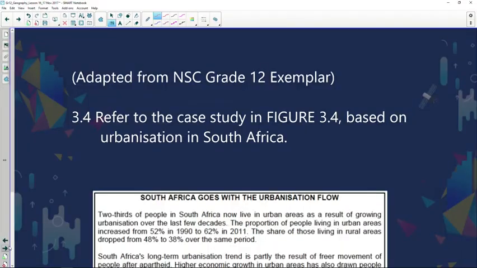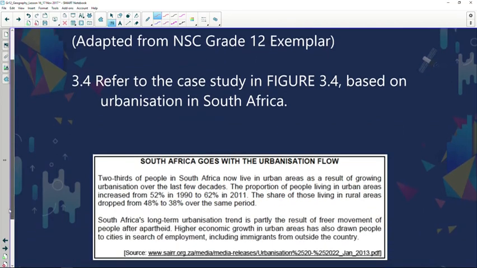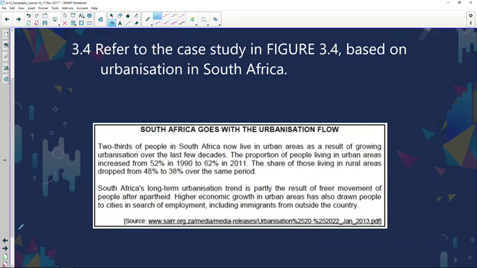If we quickly look at question 3.4, refer to the case study in figure 3.4 based on urbanization in South Africa. If we quickly read through it, two-thirds of people in South Africa now live in urban areas. Now that's crazy. We are a population of 50 million, so that means almost two-thirds, let's say 20 million people already live in urban areas. Now before I continue with this case study, let's quickly take a short break and discuss this question in detail afterwards. See you now.